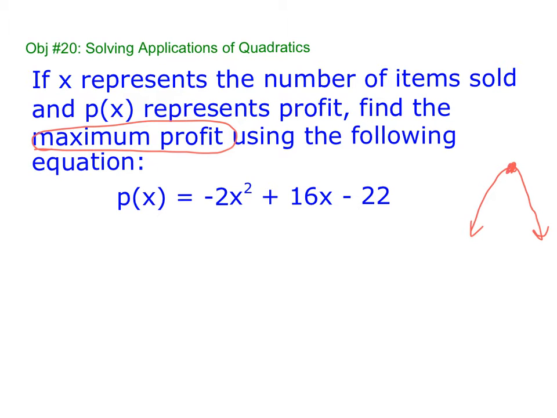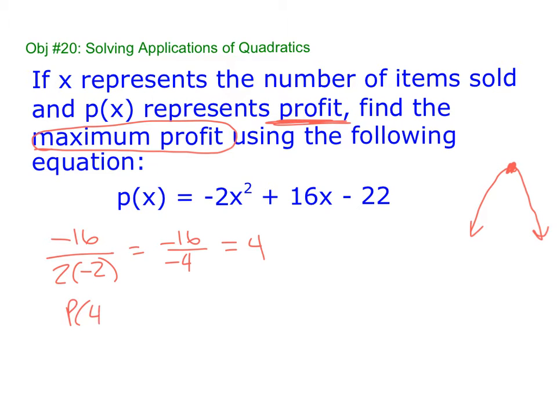So how do you find the vertex of a parabola? Negative b over 2a. So negative 16 over 2 times negative 2. It's negative 16 over negative 4, which is 4. So 4 is the X value. X represents the number of items sold. And it wants the profit. So we need to then plug in to find the profit.